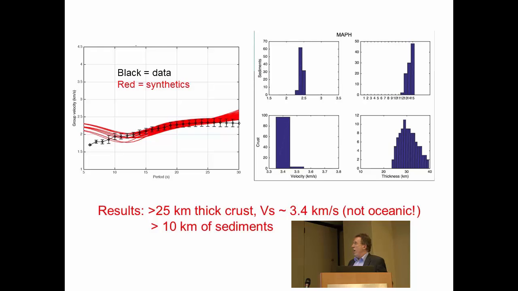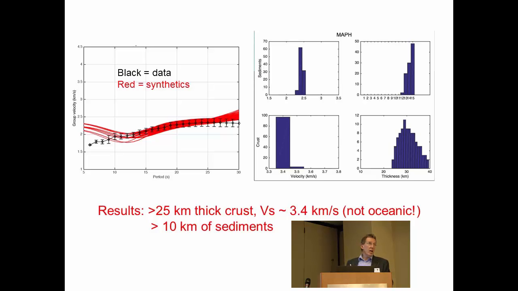And the results are pretty rough, but what they indicate quite clearly is that we can't have crust that's oceanic in nature. Instead of 7 to 10 kilometers, the crust has got to be up here at 25 kilometers or thicker. Now, we don't have tight constraints on how thick the crust is, but the results clearly show the crust has to be greater than 25 kilometers thick, and the velocity of the crust is 3.4 kilometers per second.